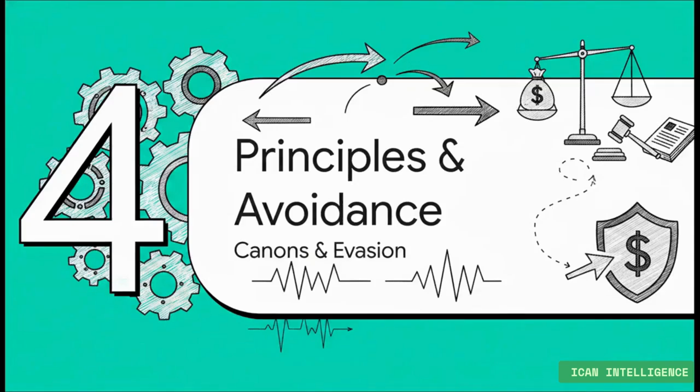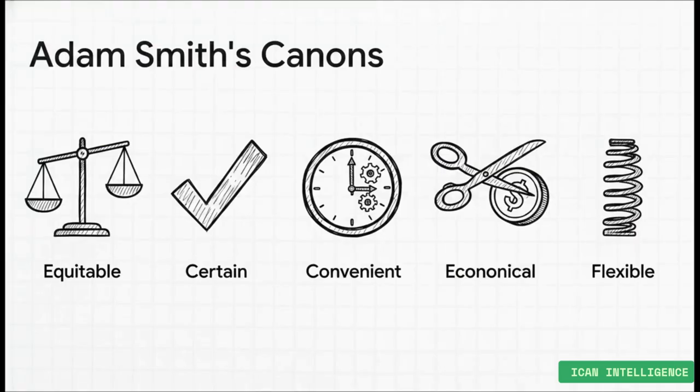Section 4, principles and avoidance. Stay focused here. This is heavily tested foundational theory. Way back in 1776, Adam Smith laid out the canons of a good tax system. If you're asked for these in the exam, you must list every single one.